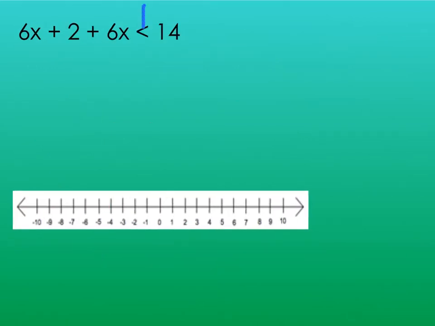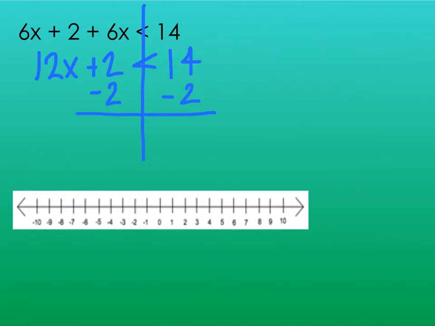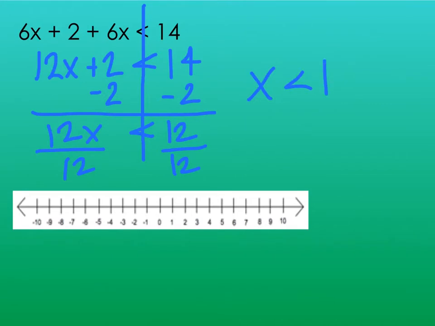On this one, again, ignore that symbol and just start by assuming that it's the same as an equal sign. I can combine my like terms, so 6x and 6x can become 12x plus 2 less than 14. Again, I would subtract 2 from both sides to solve. That would give me 12x is less than 12. I can divide both sides by 12 to get a solution x is less than 1.